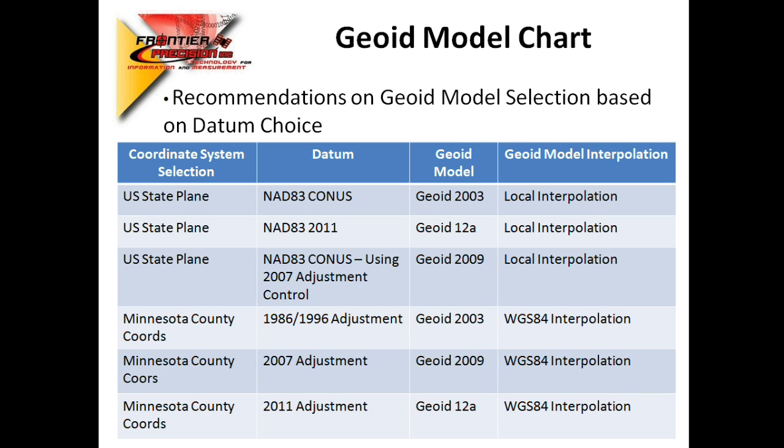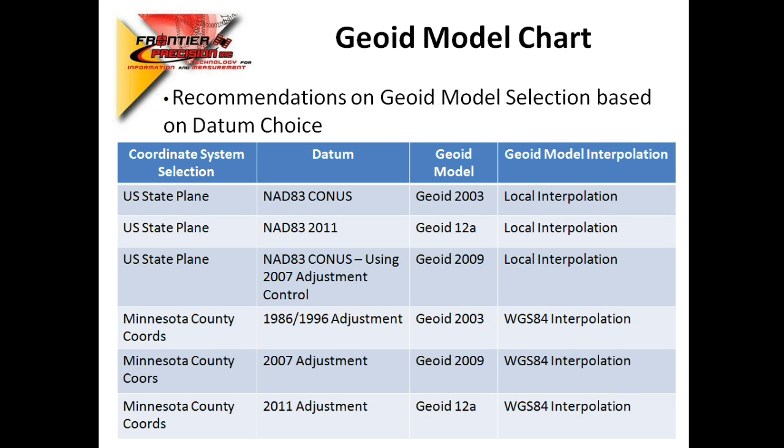2003 being a localized Geoid model adjustment, typically to within the state boundaries, and the newer models 09 and 12A being more of a nationwide adjustment relative to how 2007 was adjusted, as well as 2011. All of those Geoid models are localized interpolation, and they are built that way and they are delivered that way, so there's really no Geoid model interpolation that needs to take place if you're using those particular coordinate systems.